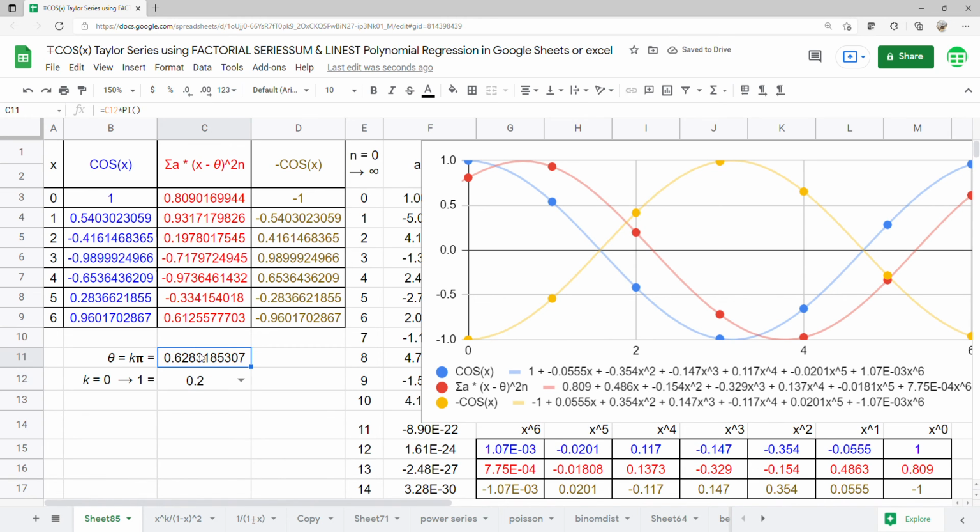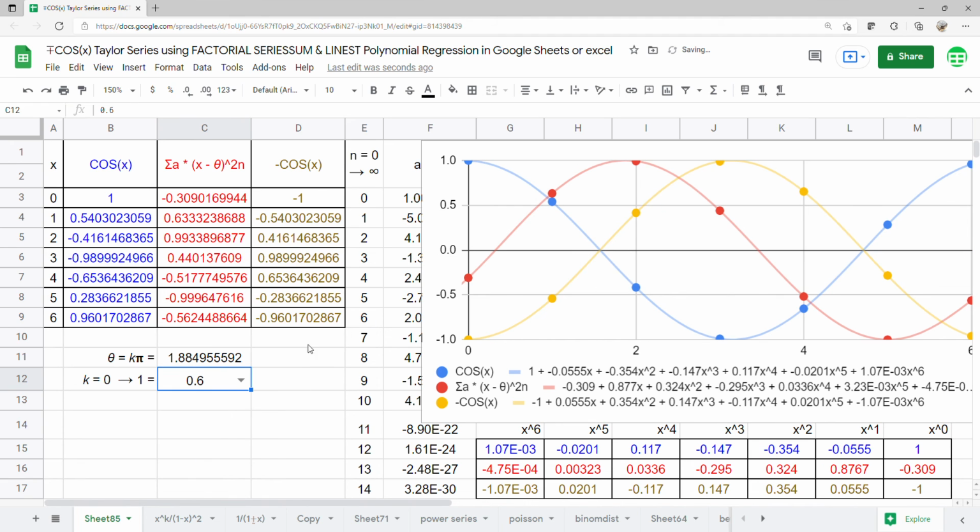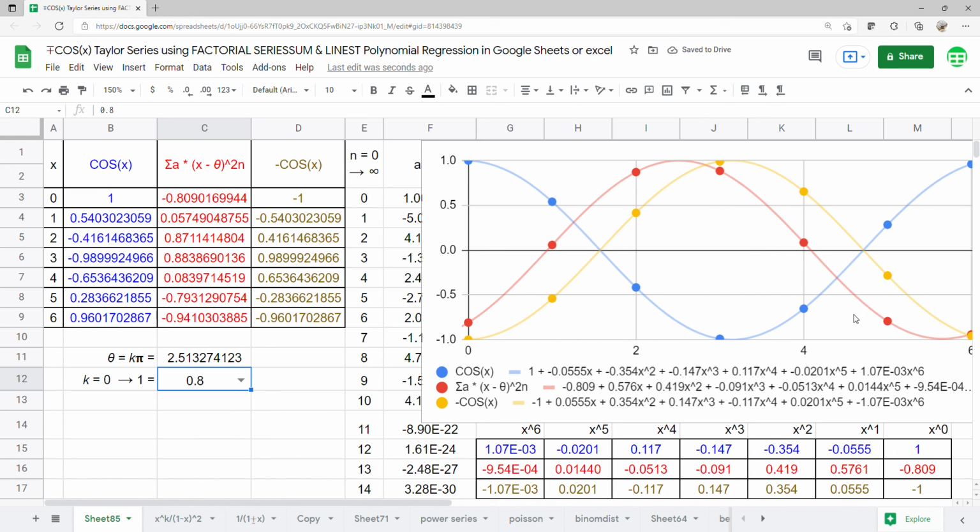Suppose we change k to 0.2. This time, our theta is 0.628, meaning our expansion moves to the right 0.628 radians. We change this to 0.4, it moves a little farther. It's now 1.256 radians away from cosine. A little farther, 0.6, it's now 1.885 radians away from cosine. It's approaching negative cosine. 0.8, now it's getting closer to negative cosine, and it is now 2.513 radians from cosine.